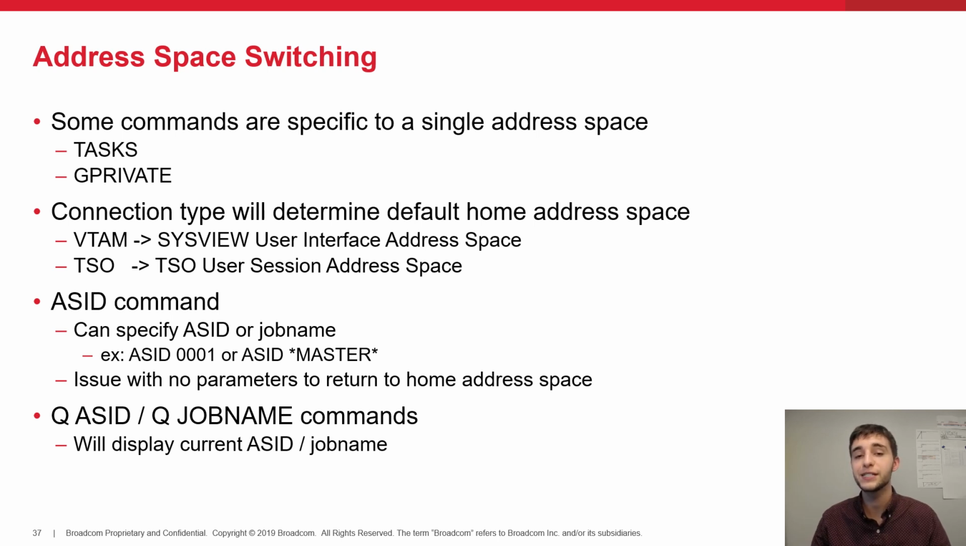To switch address spaces from within SysView, you can use the ASID function command. This command allows either a job name or an address space ID to be passed as a parameter. This command will then switch your session to the given address space. If you issue this command without any parameters, you will be taken back to whatever your default address space is. If you are unsure of what your current address space is, you can use the query function command. This command can be shortened to Q, as seen in the slide, and you can pass either the keyword ASID or job name to see what your current address space or job name is. I will now switch back over to SysView one final time to demonstrate address space switching.